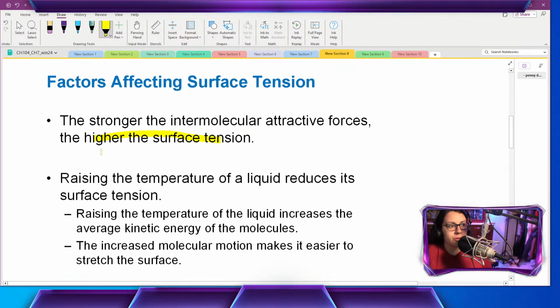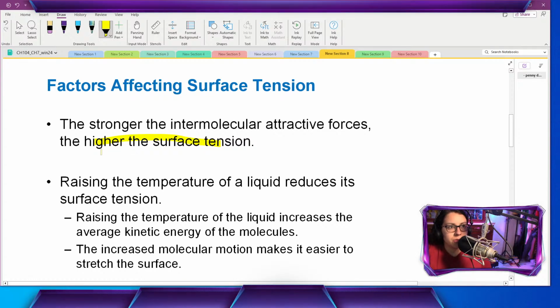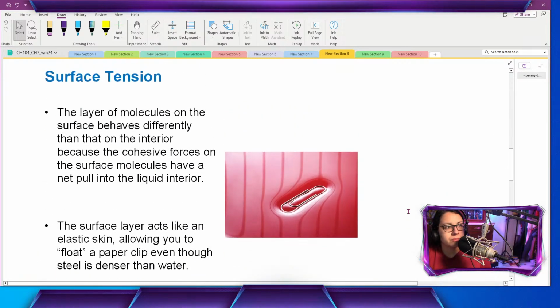And so other things that influence it: if you were to increase the temperature, that would reduce its surface tension, which makes sense, right? Think about those intermolecular forces, they're together. But if you add energy, that's going to start making them go further and further apart and stretch the surface, as they say here. And of course, what's really cool about surface tension is you can float things that have a higher density on water.